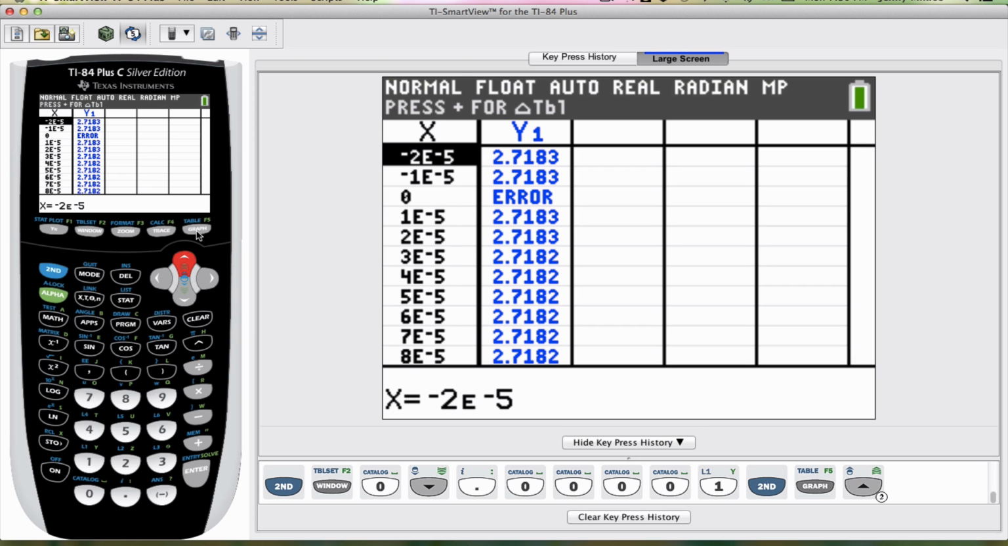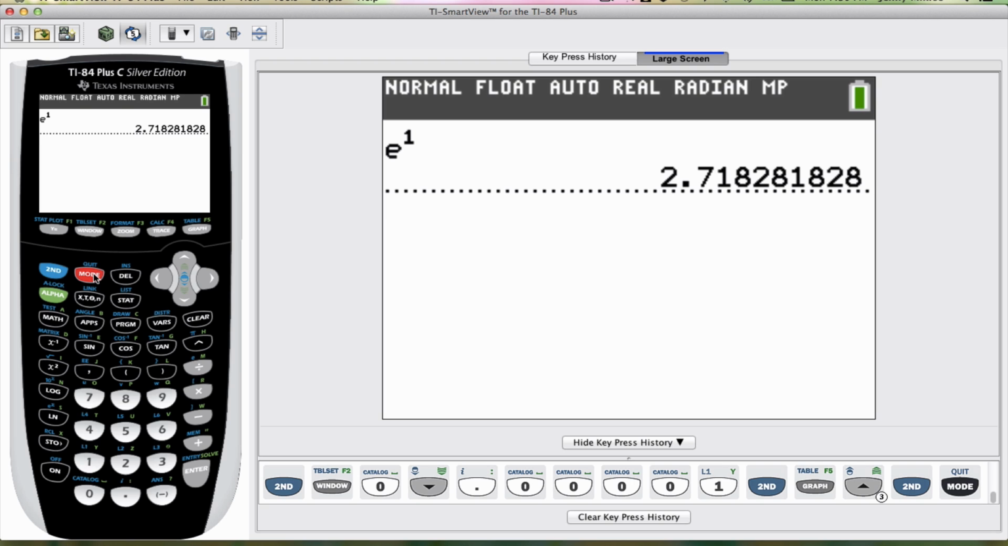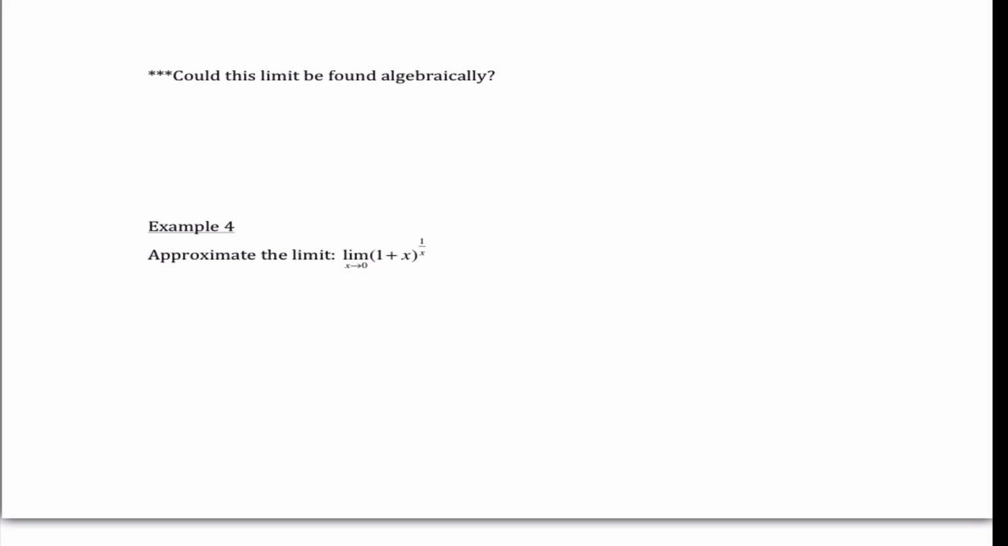Notice it's getting to 2.7183. It's getting really, really close to one another here. It looks like those values are the same. And once again, that's really what this number is over here. So our answer here, the limit, is actually going to be the number e. So I would go ahead here and say that the limit would be e.